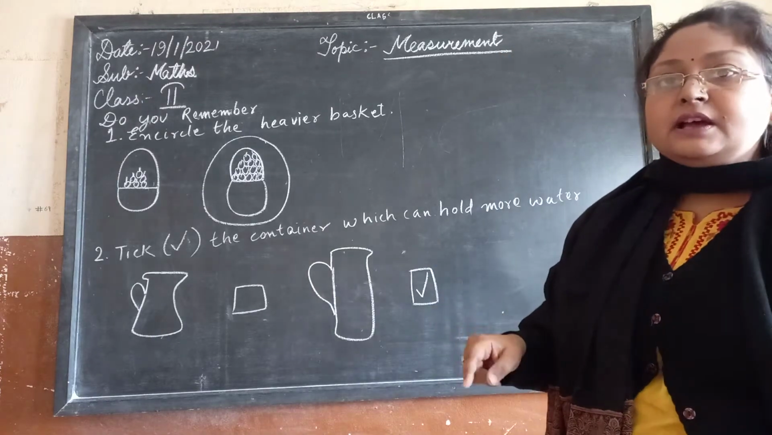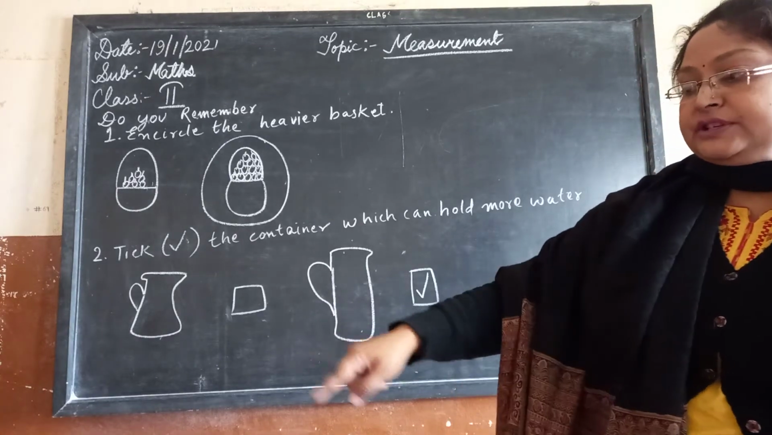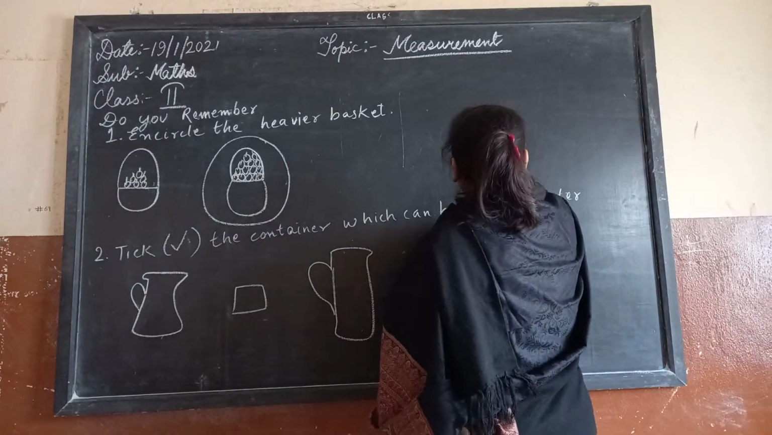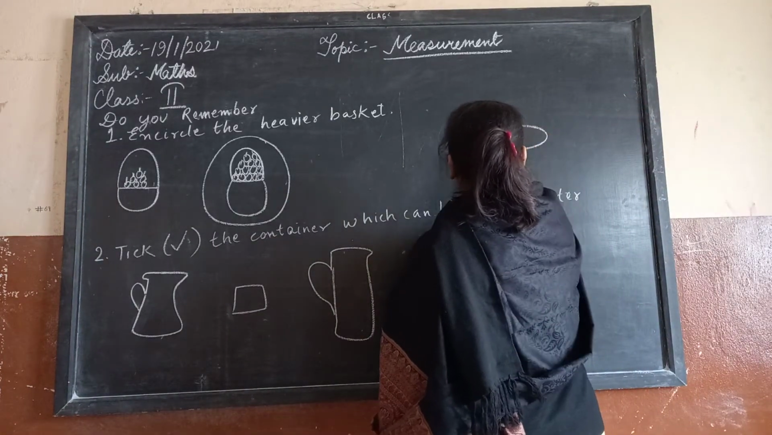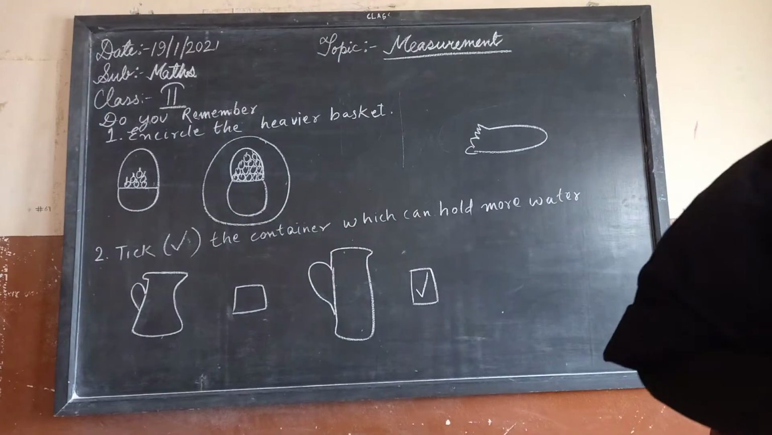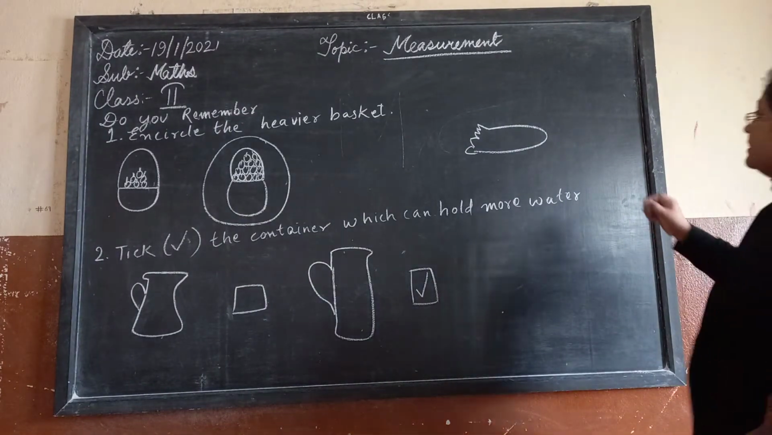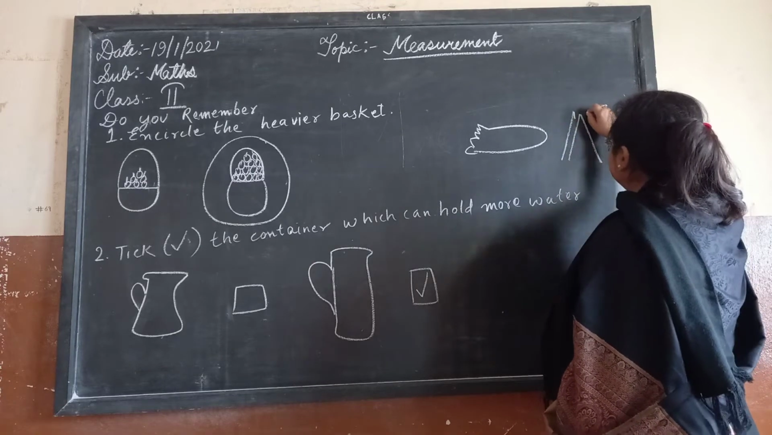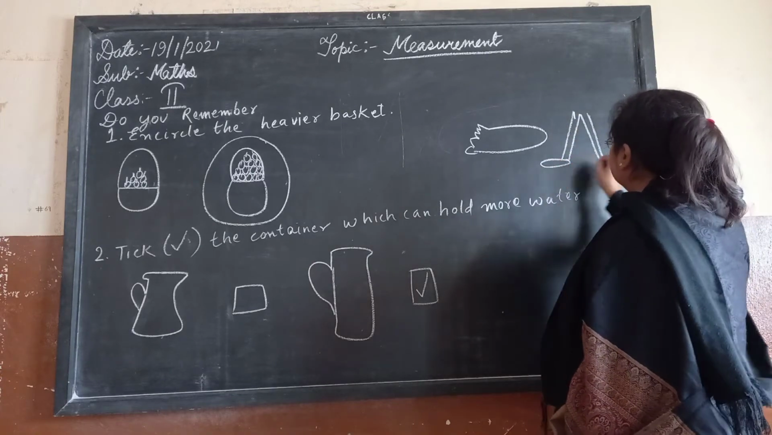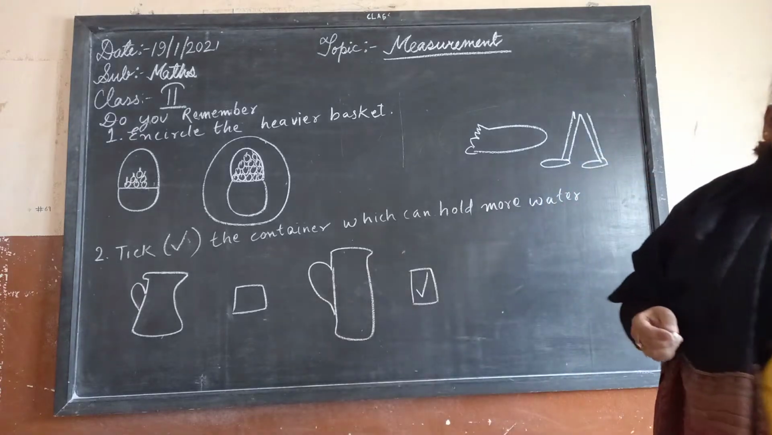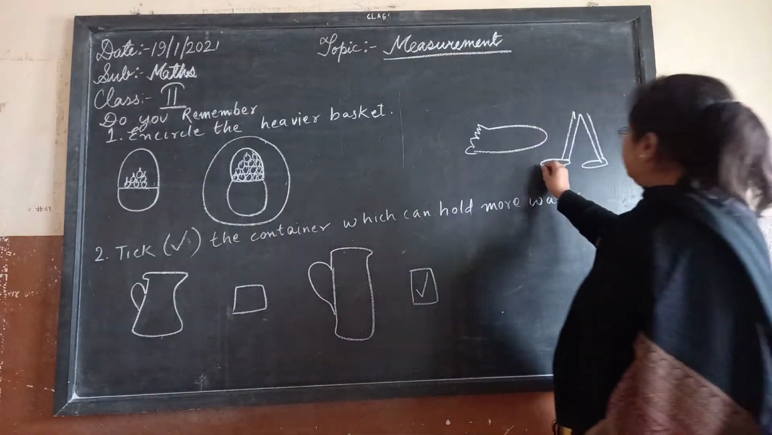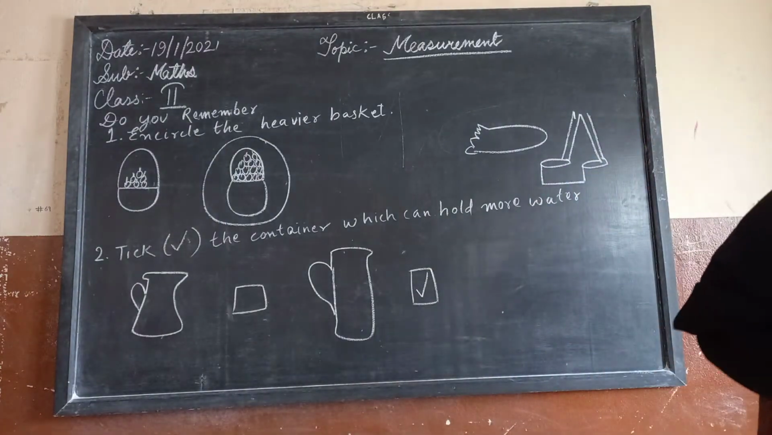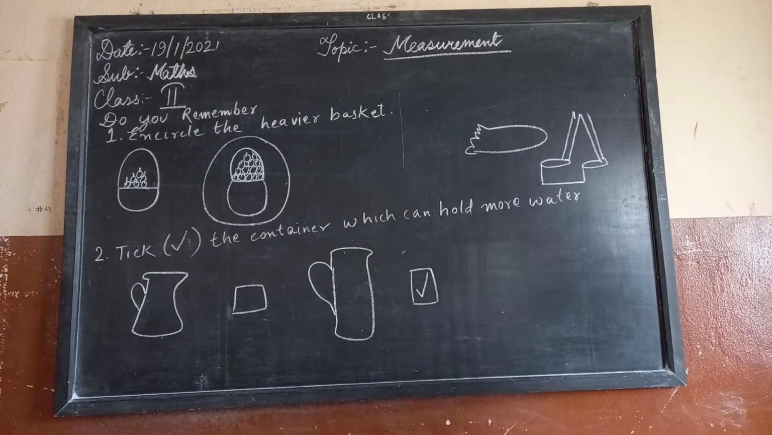Foot span means the length of the foot itself, which is defined by this. I will show you what the foot span is. This is what we call the foot span here. And what is pace? Pace means the difference of the two legs, the distance between the two legs, from here to here itself is what we call pace. Okay, this is what we call pace.